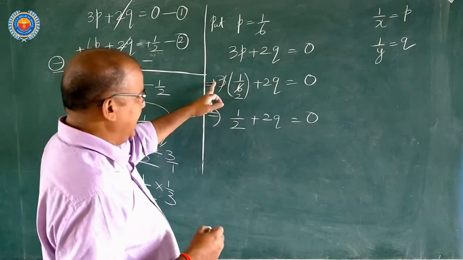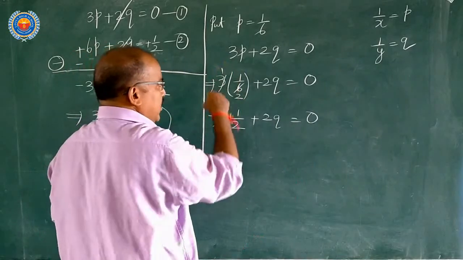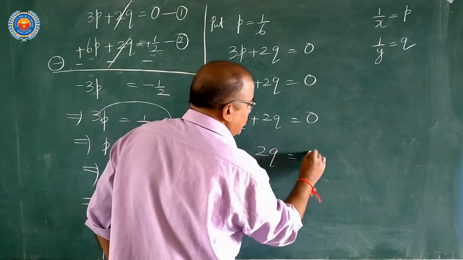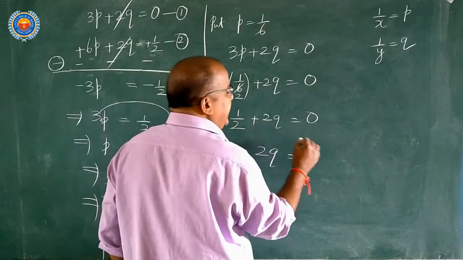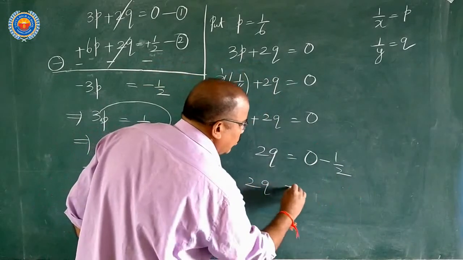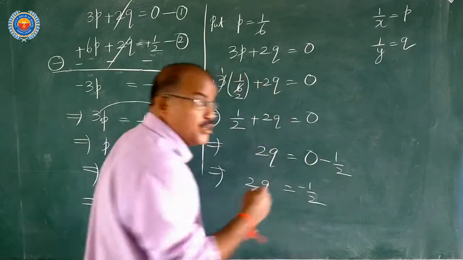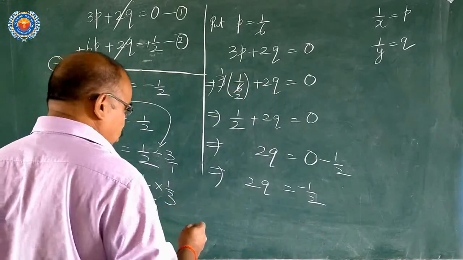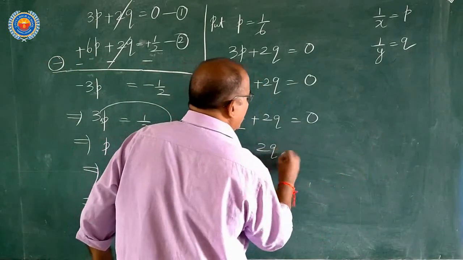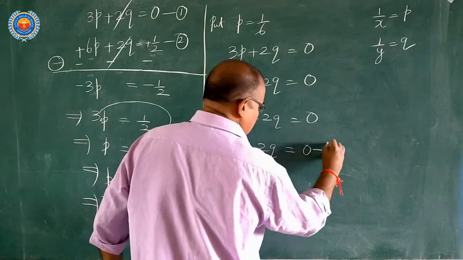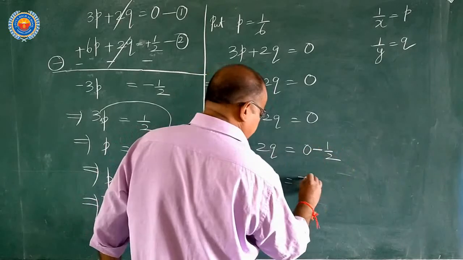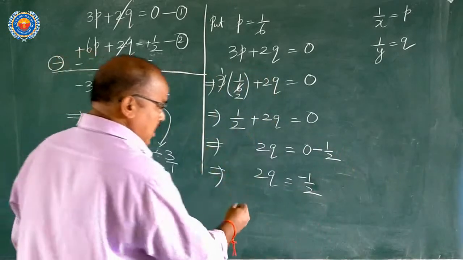So 1 by 2 plus 2q is equal to 0. Here 1 by 2 will be transposed, so 2q is equal to 0 minus 1 by 2. That implies 2q is equal to minus 1 by 2. Let me write it once again: 2q is equal to 0 minus 1 by 2, which is equal to minus 1 by 2.